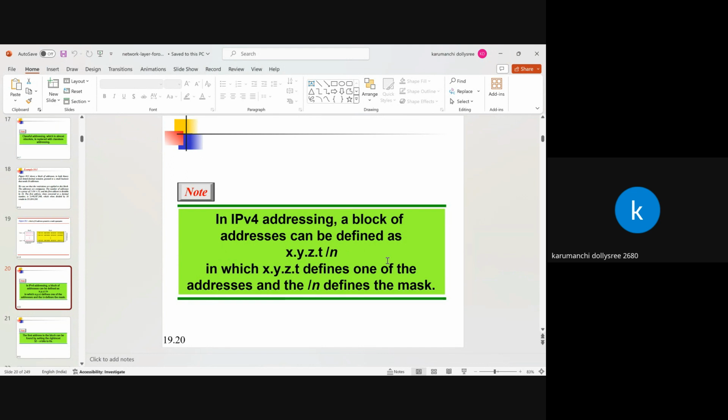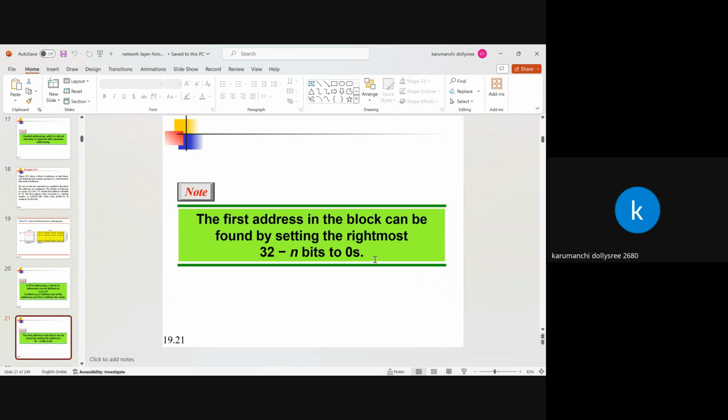If I take that particular example, all this x, y, z and t defines the address which we are going to use, and the slash n defines the mask, how much of the default mask we are using, under which class we are using, right? So we already know that it is 32 bits for IPv4 addressing, right? If we take the first address in the block, we can find it by setting the rightmost bits as zeros.